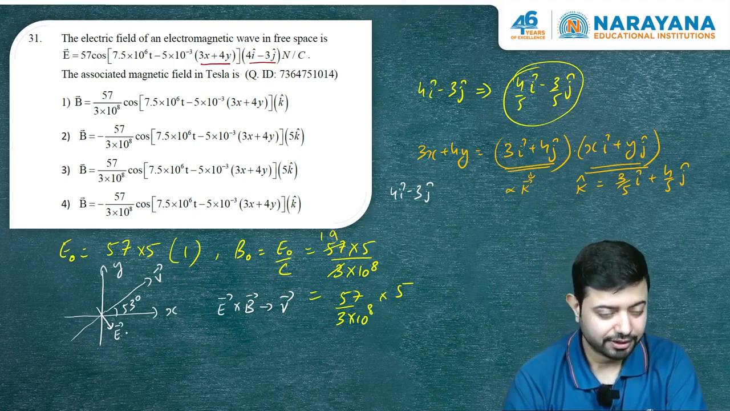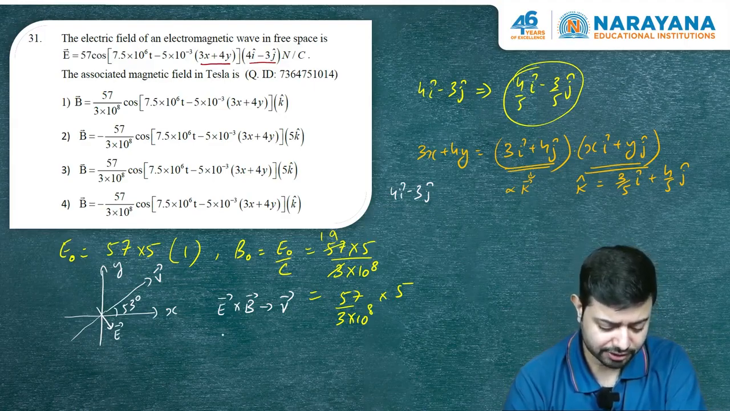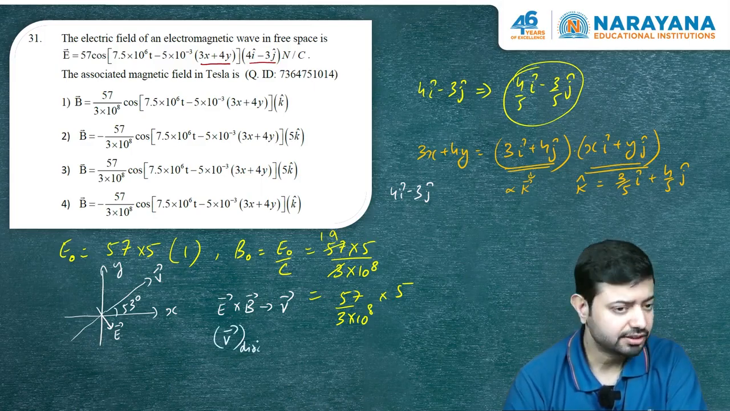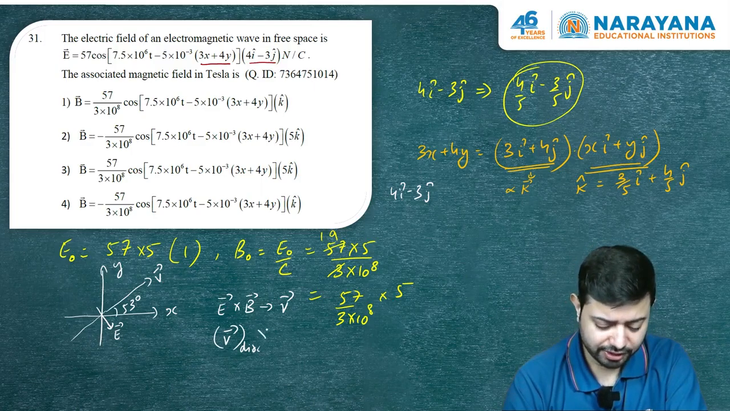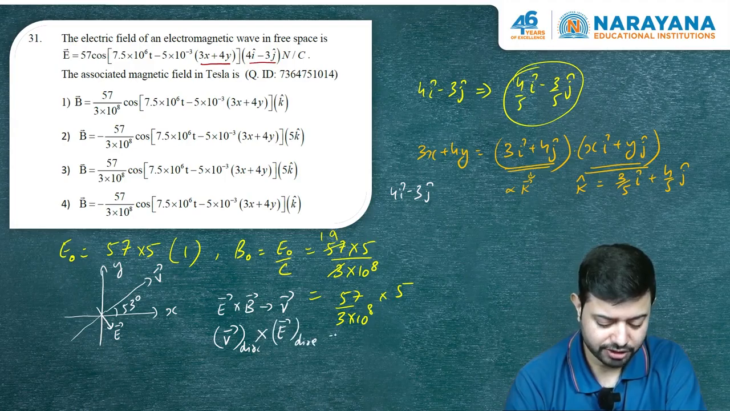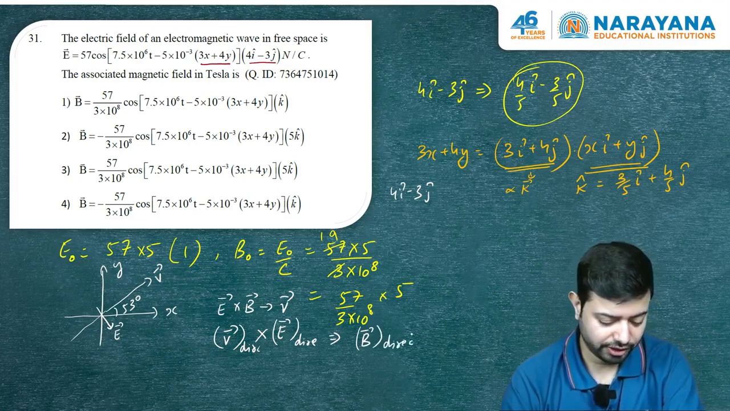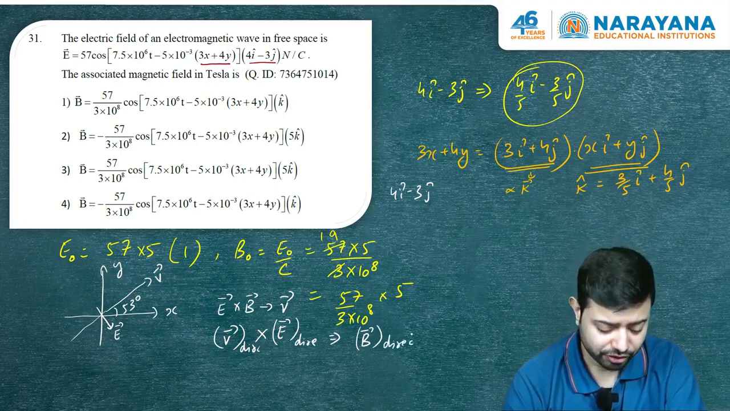You see, both vectors are in the xy plane, and if I take the cross product of both the vectors, by the way, you can also write that my v vector direction crossed with the e vector direction will also give the b vector direction. So if I do this v cross e, where is it? It is into the board. So into the board is which direction?